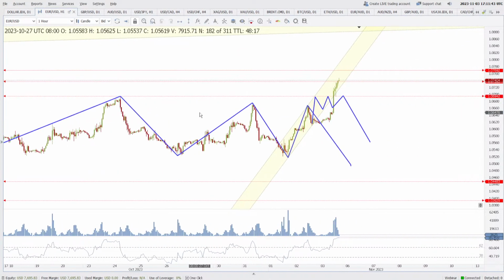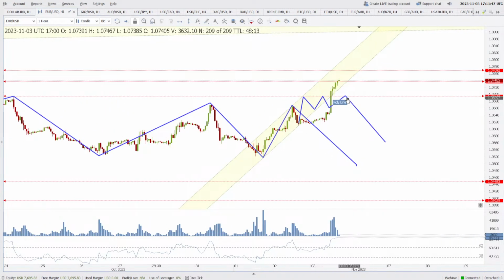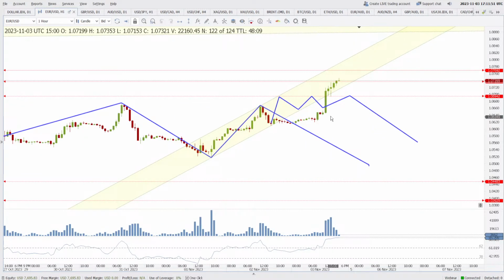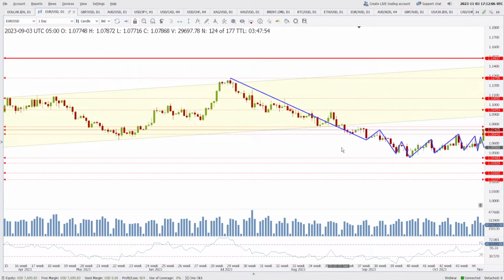So euro dollar 1 hour, something like this was expected, but this has now become support, because the price has overcome this area and now this is acting as a support. Yes, there is a resistance still on the way up. 1.0769 is the resistance, but if we just remove all this clutter and then go to maybe the daily chart, we will have a clear image.